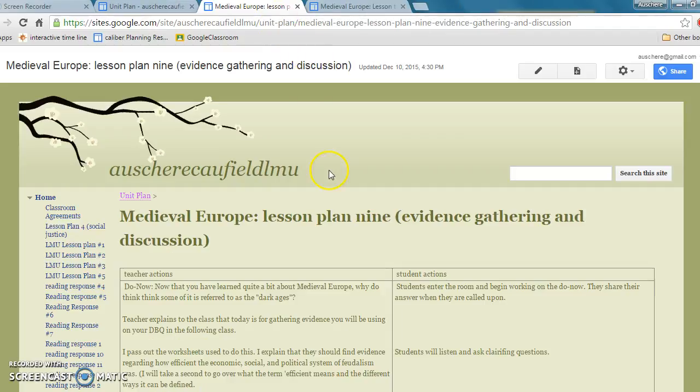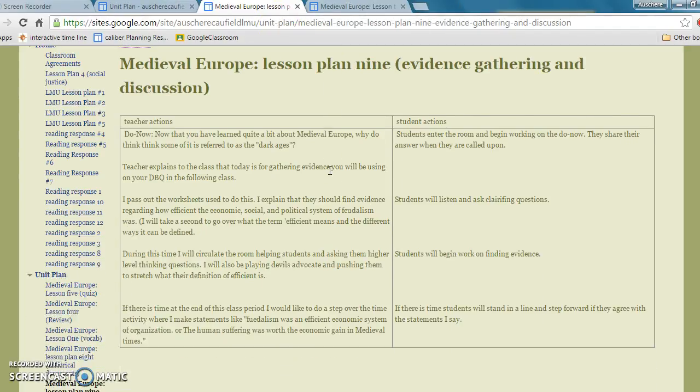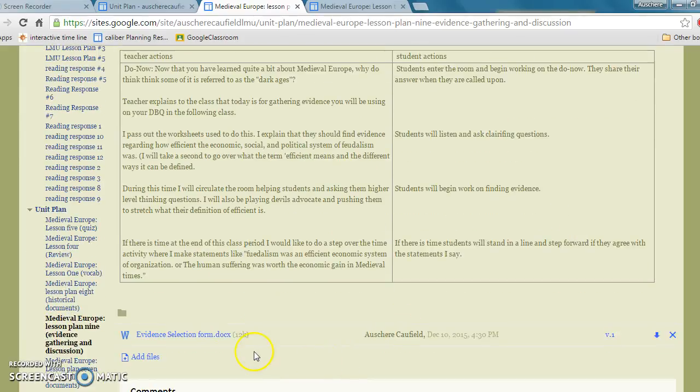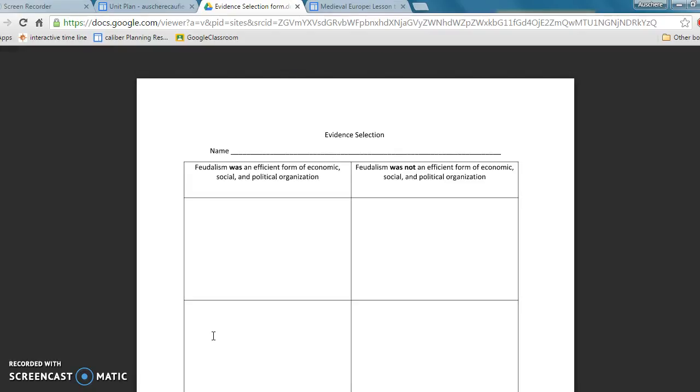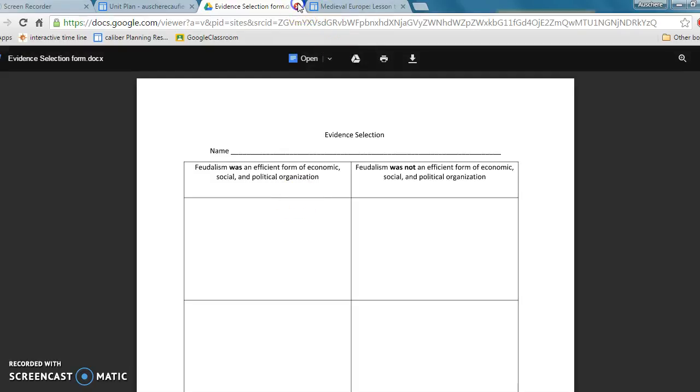And then lesson 9 is an evidence gathering and discussion day. So students will be asked to gather evidence, as in quotes, from each of the documents. Was feudalism an efficient form of economic, social, and political organization? Was feudalism not? They get evidence for each. And then we're going to discuss that also as a class.